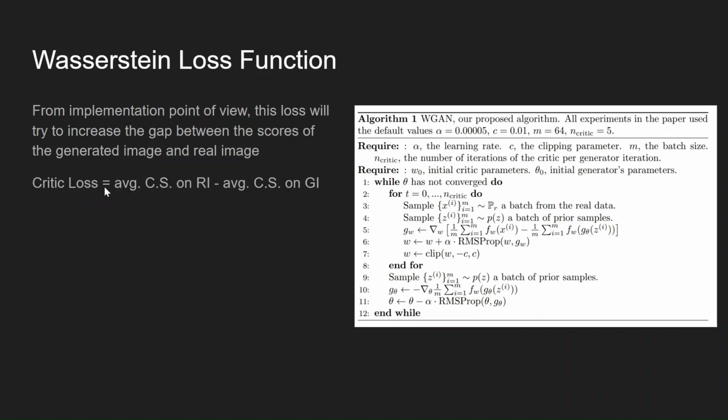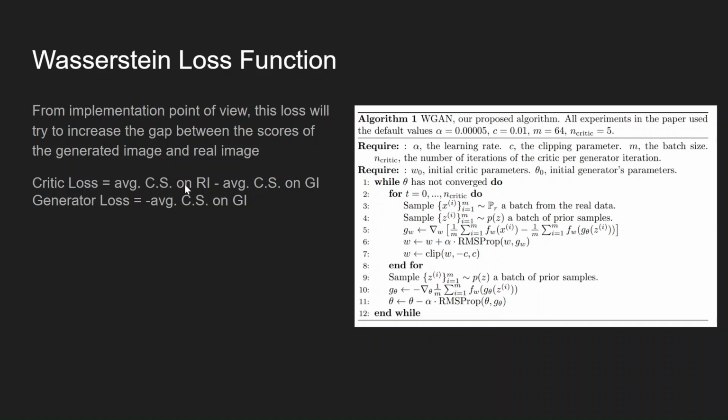The critic loss is the average critic score on the real image minus the average critic score on the generated image. So this is going to be my critic loss. And the generator loss is going to be the negative average critic score on the generated image. On line 10, you can see it's the average critic score on the generated image with a negative sign. Now the magic is done by these negative signs.